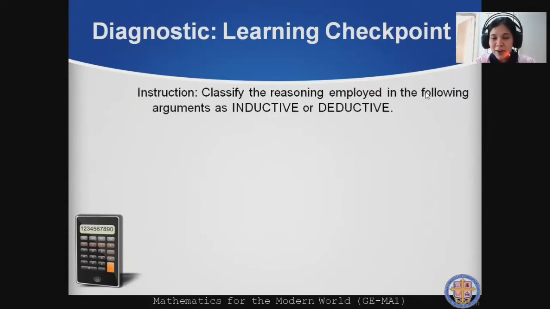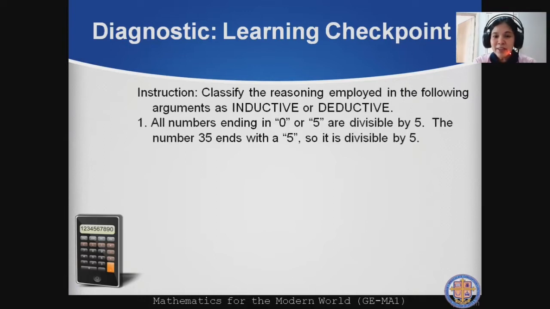For more examples, let us have this learning checkpoint. You will classify whether my given statement is inductive or deductive. Number 1: all numbers ending in 0 or 5 are divisible by 5. The number 35 ends with a 5, so it is divisible by 5. So you can see here that you assume that all numbers ending in 0 or 5 are divisible by 5. So, general statement yon kasi nilahatan mo na eh. Pangkalahatan, bago ka nag-specify. So, nagbigay ka na muna ng rule. Tapos, saka ka nagbigay ng example. Yung 35 na natatapos sa 5, so madidivide siya sa 5. So, this is general to specific, deductive.